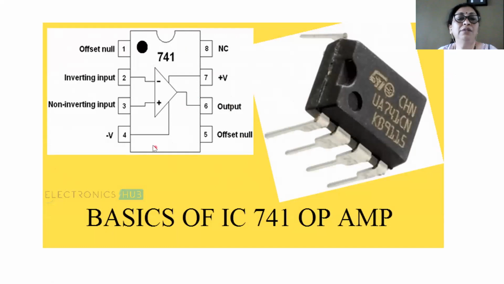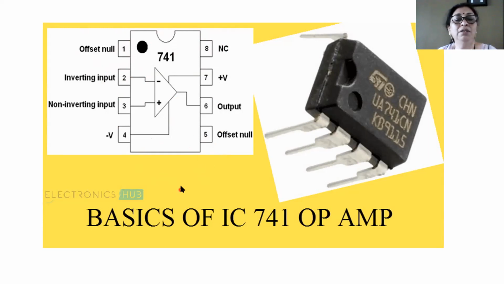Now, if you see IC 741 here, you can observe this is an 8 pin IC, and the 8th pin is no connection. NC means no connection. Okay. So pin number 1 and pin number 5, they are used for offset null. Meaning of offset null is that you are going to adjust certain things before carrying out the experiment, and for that purpose you have to connect a potentiometer between pin number 1 and 5.